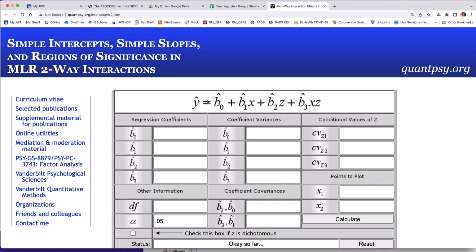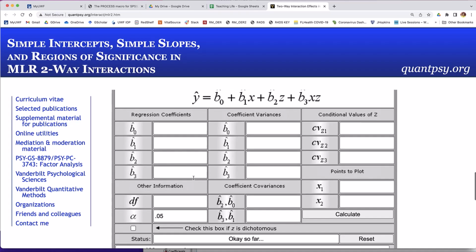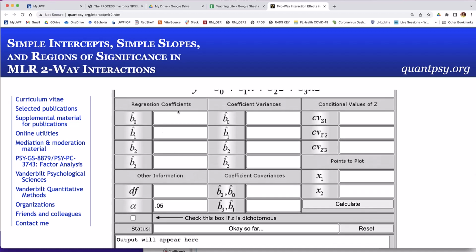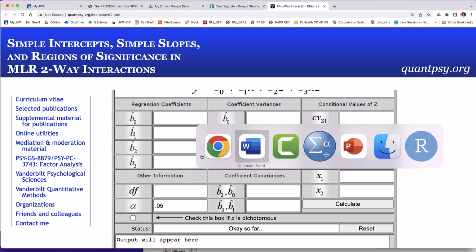So this is our equation: predicted outcome, the y-intercept, the regression coefficient for the first focal predictor, the regression coefficient for the moderating predictor, and the regression coefficient for the interaction term, right? And we have a lot of information that it's asking for here. So the coefficients themselves, the coefficient variances, and the values of the moderator, some points to plot, and so on. So we're going to work through these on our lab sheet here.